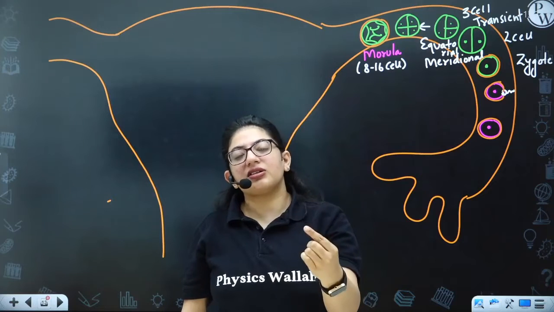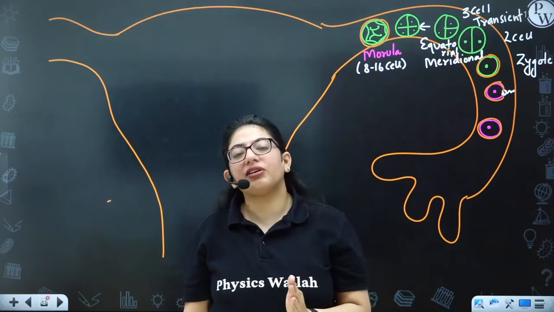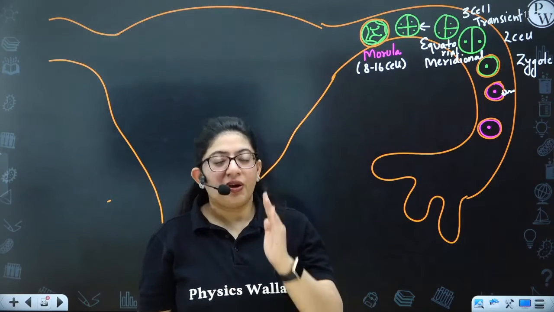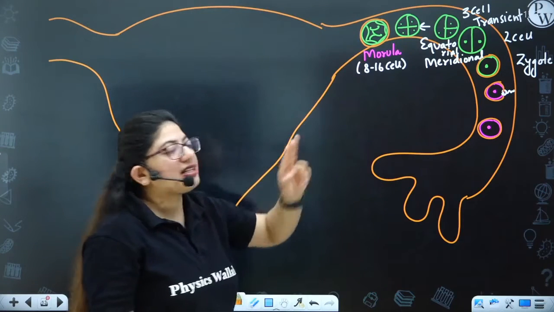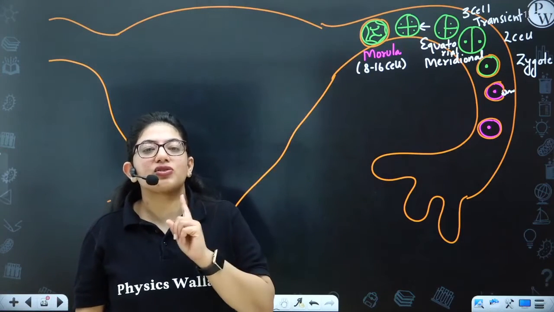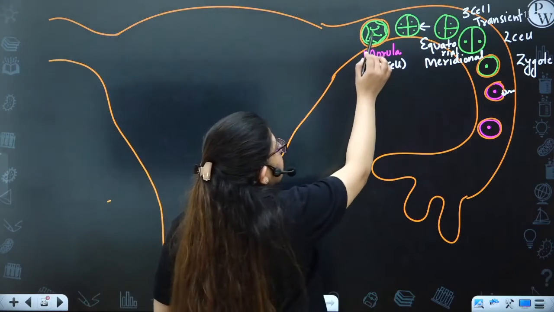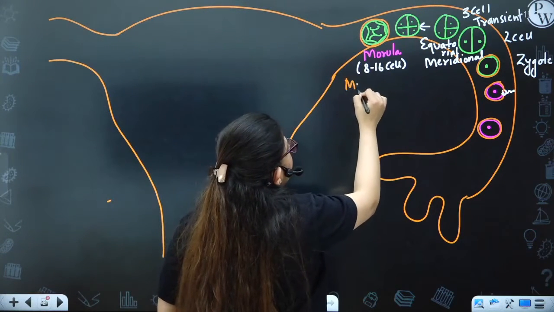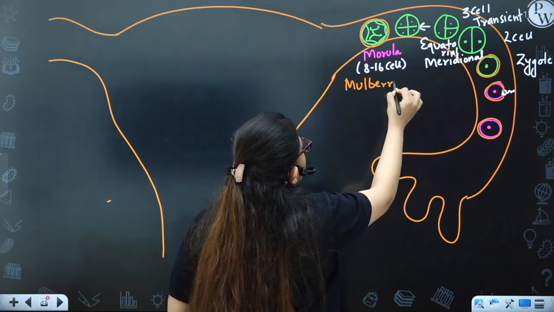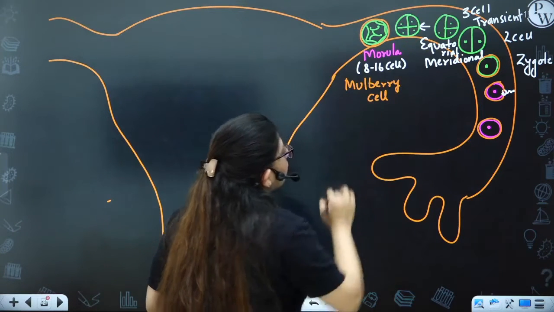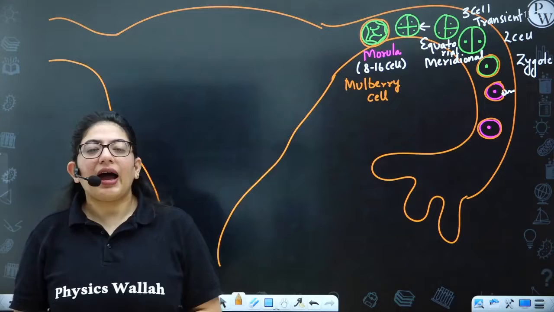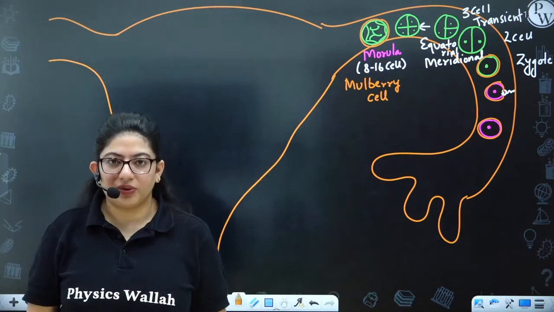And then the division is again meridional, and that will form the four cell stage. After the four cell stage, an 8 to 16 cell stage embryo will arise, which is known as the morula. Morula is the 8 to 16 cell stage. It is mulberry shaped, like the fruit, and it has only 8 to 16 cells.